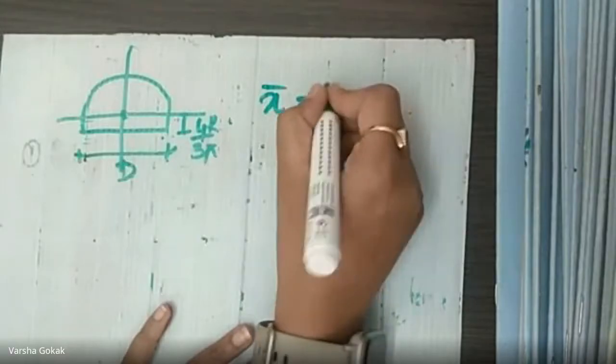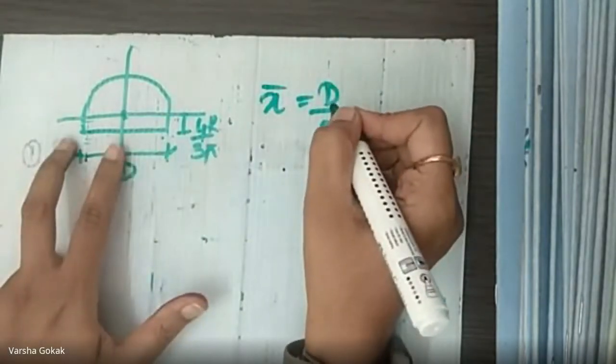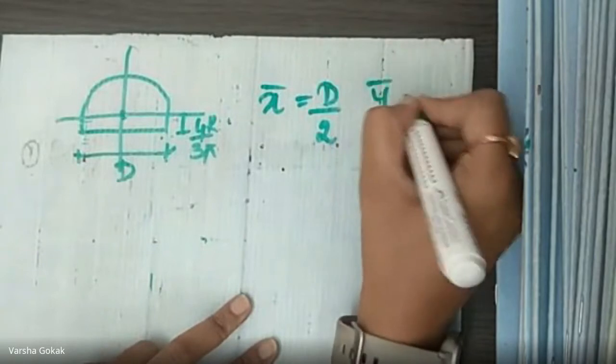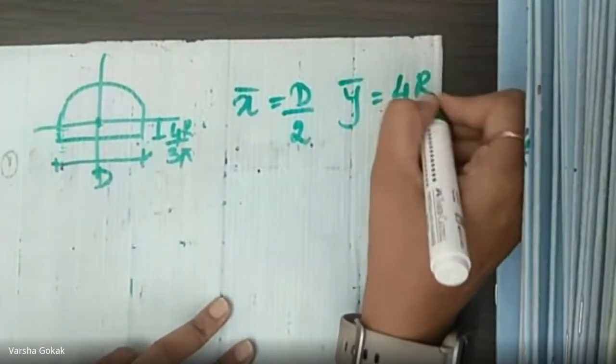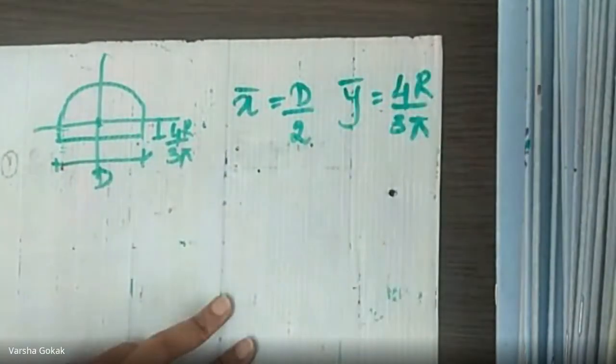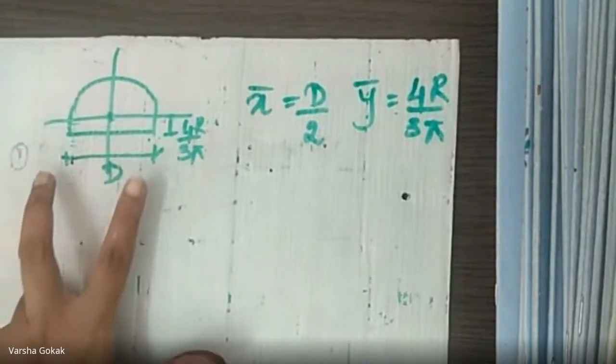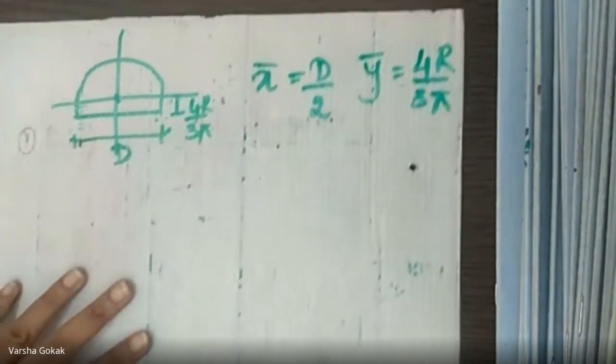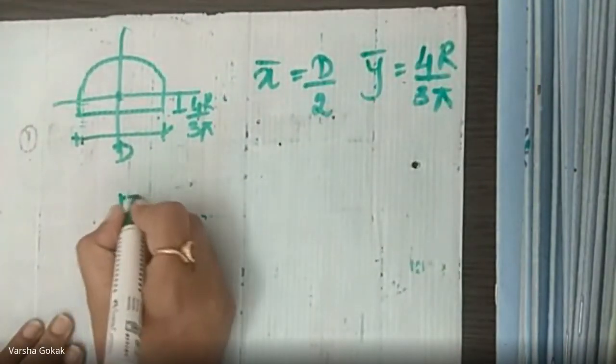So what would be the x bar in case of this semicircle? D by 2. Correct. It is d by 2. So x bar is d by 2 and y bar becomes 4r by 3 pi. Correct? So y bar is 4r by 3 pi, x bar is d by 2.